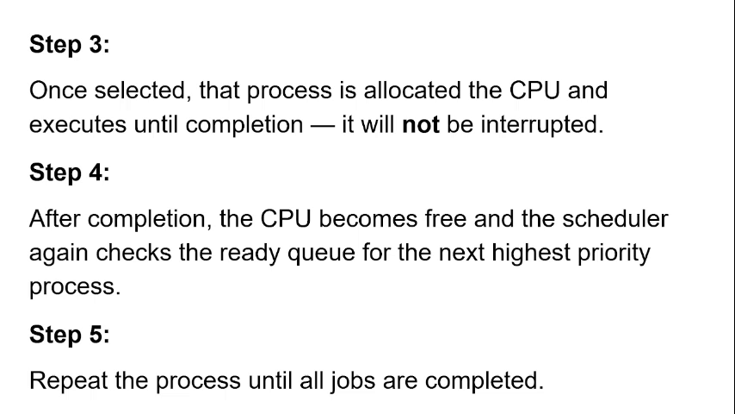Interrupt can be external or internal also. So after completion, the CPU becomes free and the scheduler again checks the ready queue for the next highest priority process. This process will repeat until your job is completed, that is, the task that is given to the CPU has completed. This process will repeat again and again.